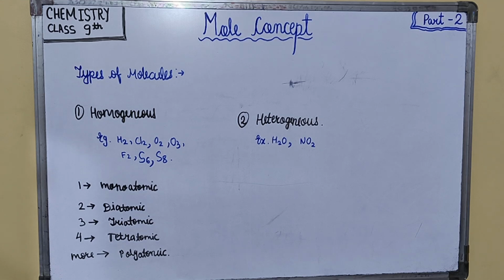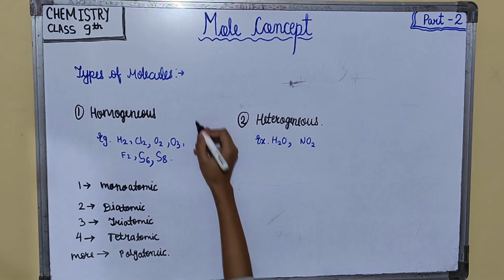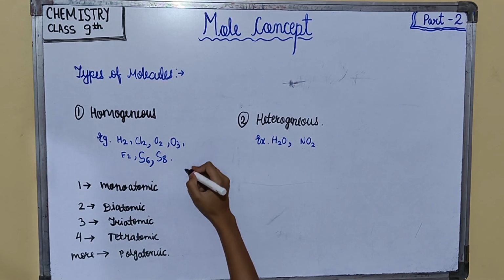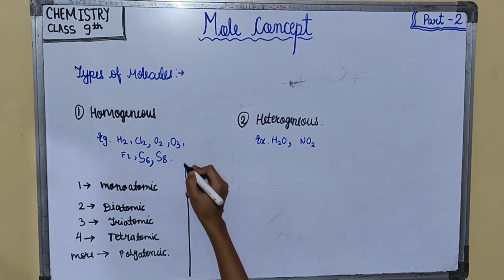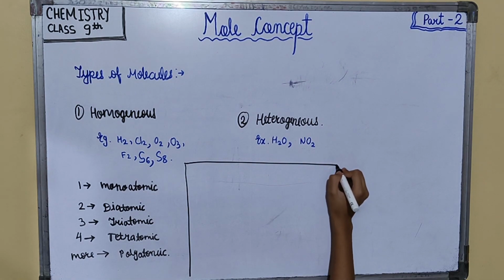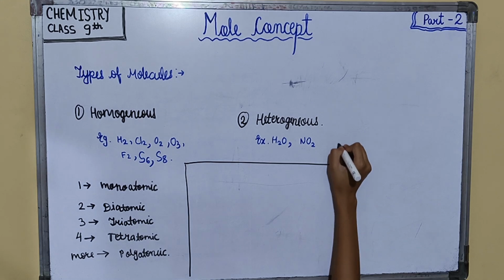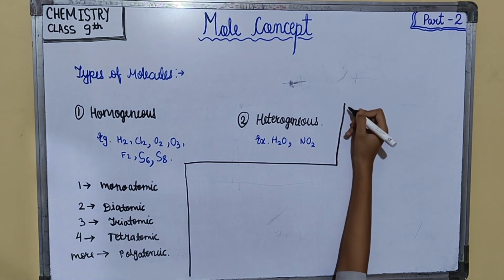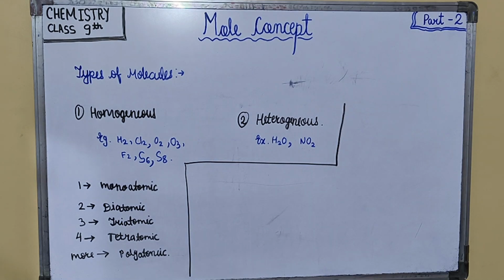These are the classifications of homogeneous molecules only. Because heterogeneous molecules are a group of different molecules, we cannot classify them based on the number of atoms. We can only do it for homogeneous molecules because they are made up of the same element.